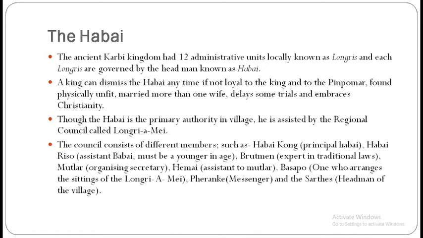Though the Habai is the primary authority in the village, he is assisted by the regional council called Longri Amai. The council consists of different members. Among them we have an expert in traditional laws, principal Habai, assistant Habai, organizing secretary, assistant to the Mutlar, one who arranges the sittings of the Longri Amai, Ferenke, and the Sartes or headmen of the village.